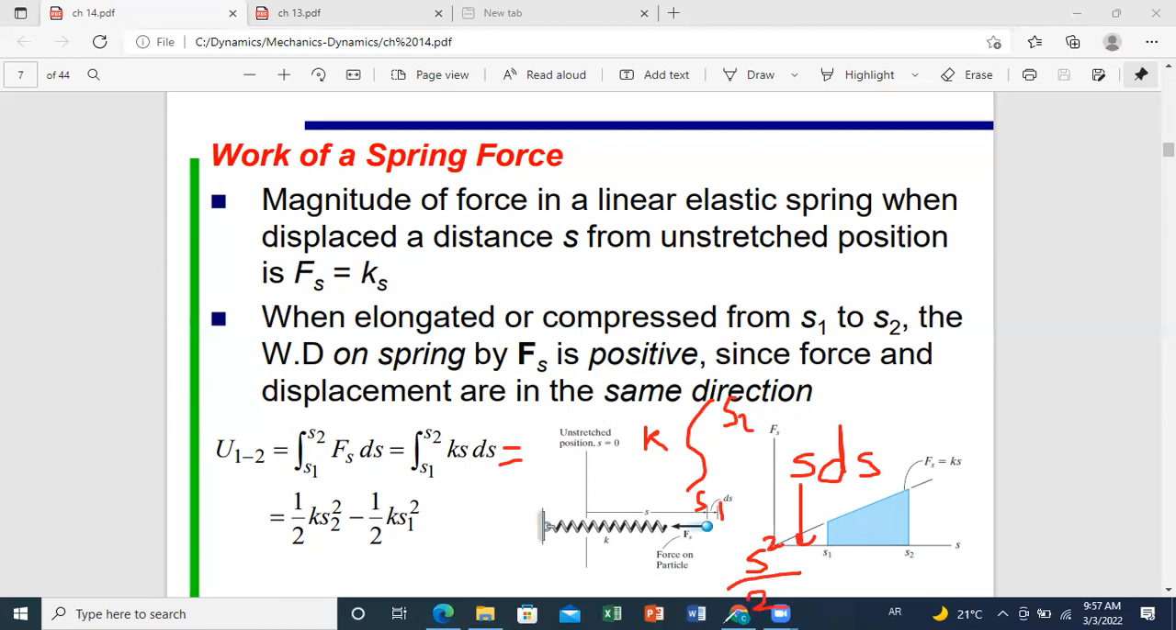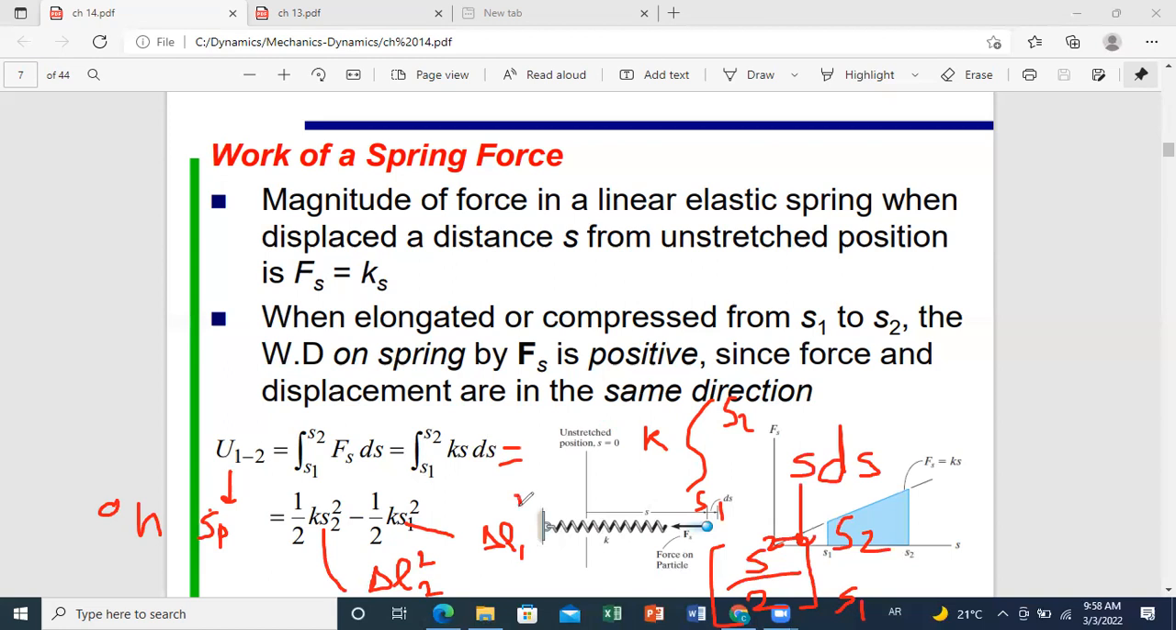And we are integrating s square over 2 between s1 and s2. So what will be the final result? The work on the spring. Keep in mind, this is the work on the spring because we considered the spring as our system. So it's equal to half k s2 square minus half k s1 square, where s2 represents the stretching at state 2 of the spring, and s1 represents the stretching at state 1.